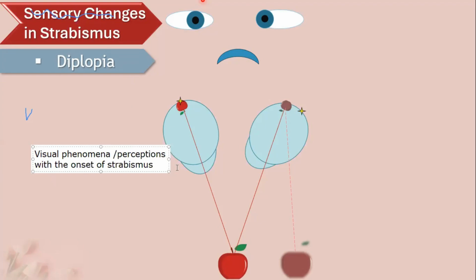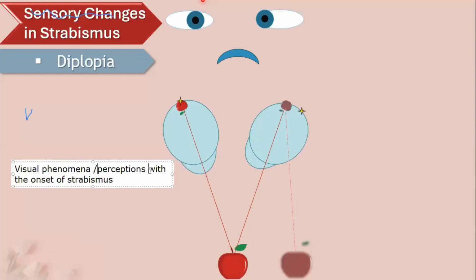Okay. And also we can say something else, abnormal binocular vision.